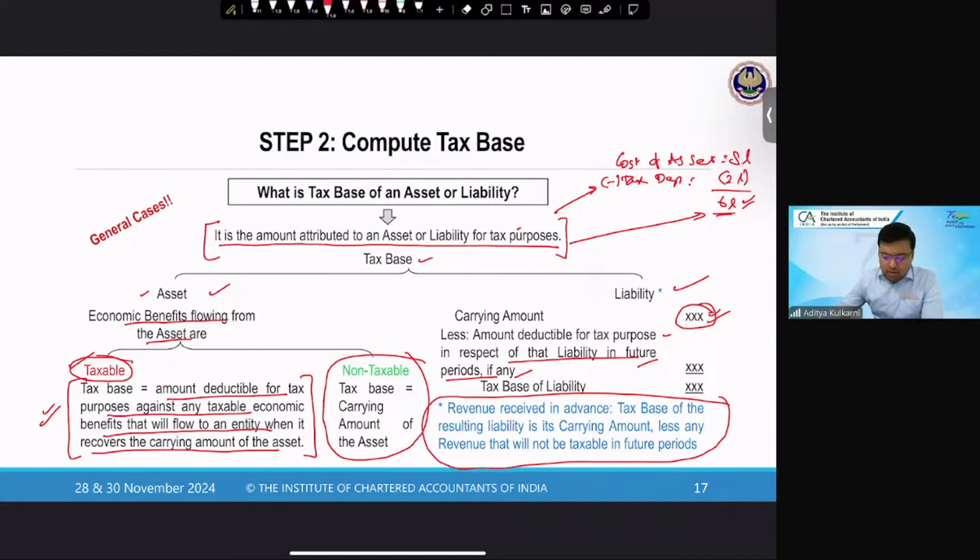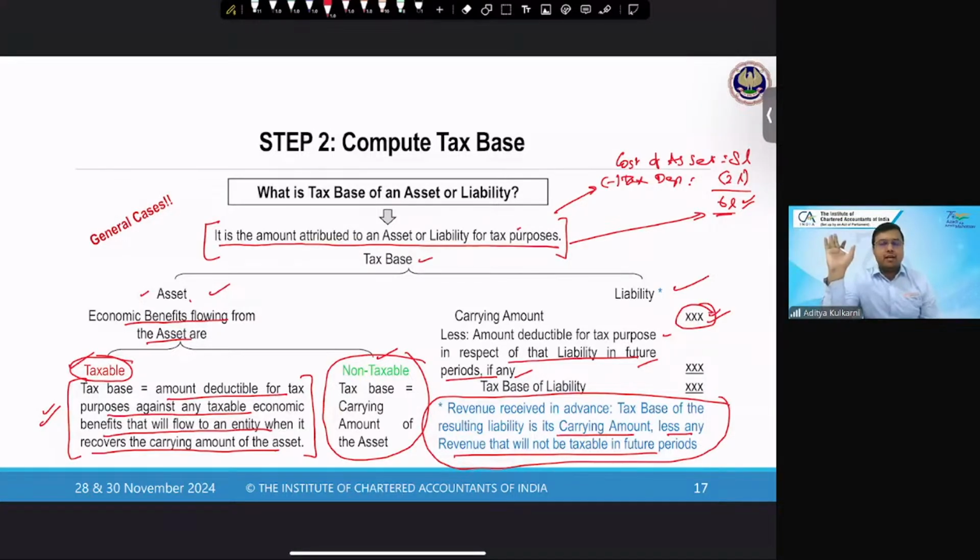When I talk about an asset which gives certain benefits which are non-taxable, then the tax base will be the carrying amount of the asset. Why that will be, we will see when we do some questions. And when I have received certain revenue in advance, tax base will be the carrying amount less any revenue that will not be taxable in the future periods. See, revenue received in advance. Suppose you are maintaining your tax books.